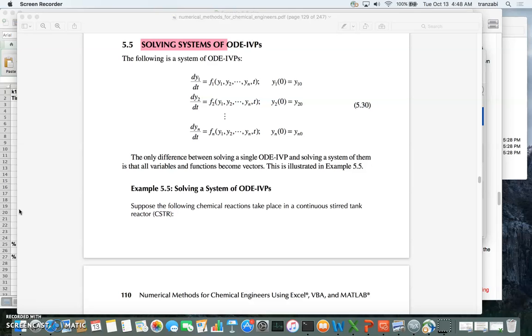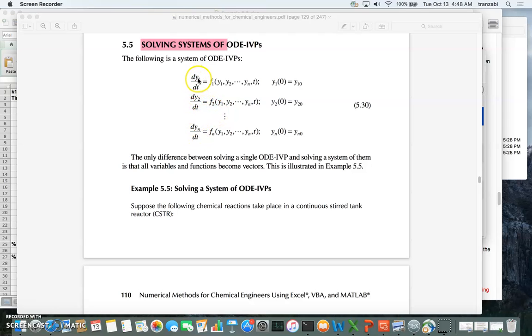Okay, so we're going to start with the generic form of a system of differential equations given in equation 5.3. This is, by the way, section 5.5 of the textbook on page 109. Imagine we have n differential equations.